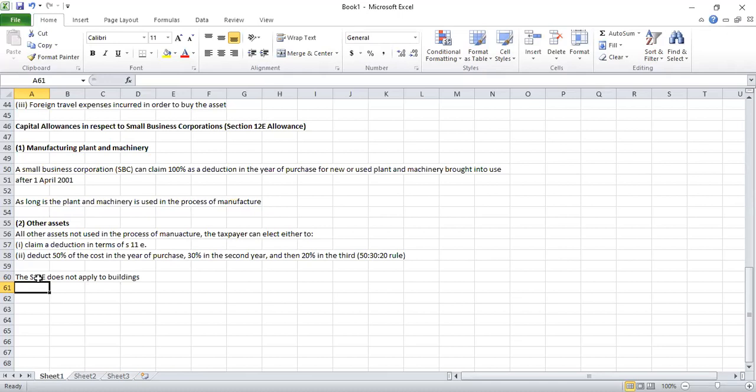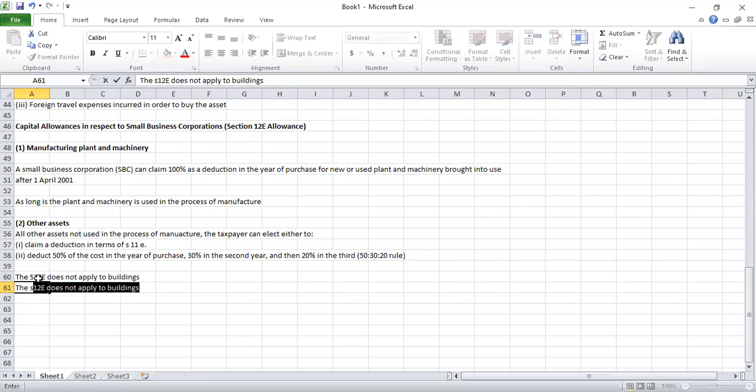So this section 12E will apply to any other assets. That means we take out the buildings. Then if it's plant and machinery, we'll apply number 1, 100% in the year of manufacture. Any other assets, then we'll apply this other rule of 50, 30, 20. And these allowances apply only if the question states that the business is a small business corporation.